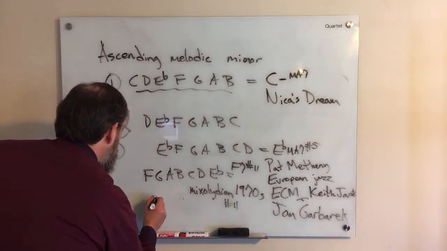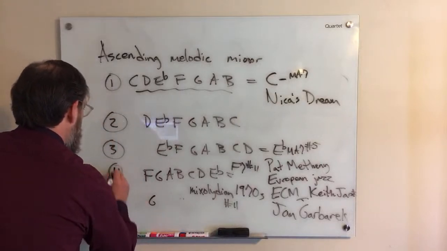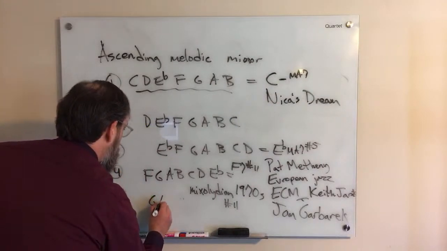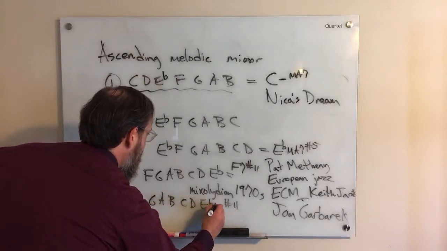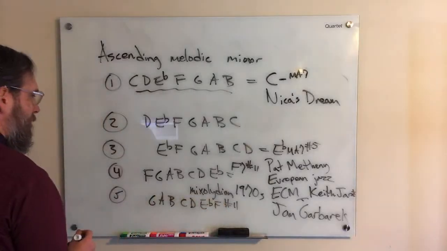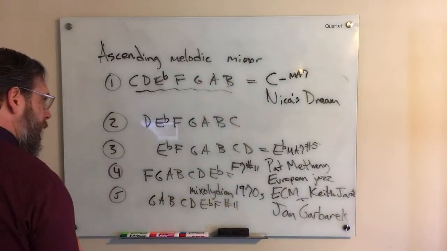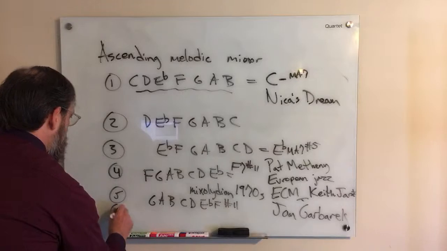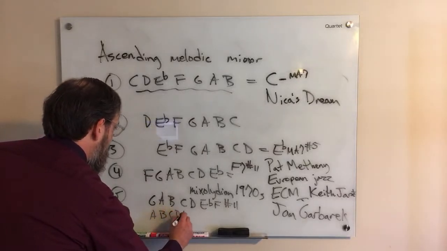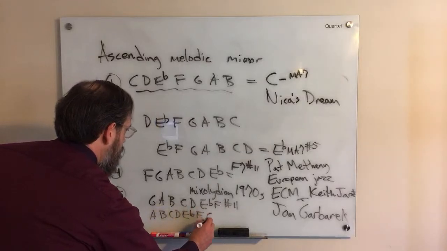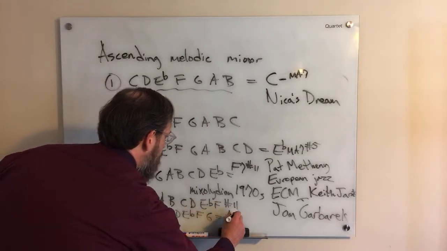If we start on the G, that would be the 4th mode. The 5th mode, starting on the G: G, A, B, C, D, E flat, F. This one is not commonly used. The 6th mode, if we start on the A: A, B, C, D, E flat, F, G. This one is often used on half-diminished.